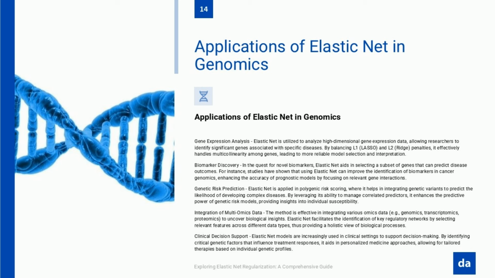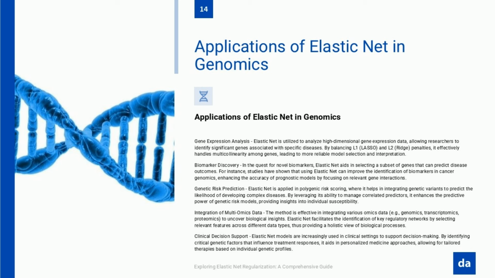And it doesn't stop at genes. Elastic Net is now being used to integrate multi-omics data, a fancy way of saying it helps scientists combine genetics, proteins, and metabolic information to get a full picture of biological systems. This is revolutionizing precision medicine, where treatments are tailored to a person's unique genetic profile.